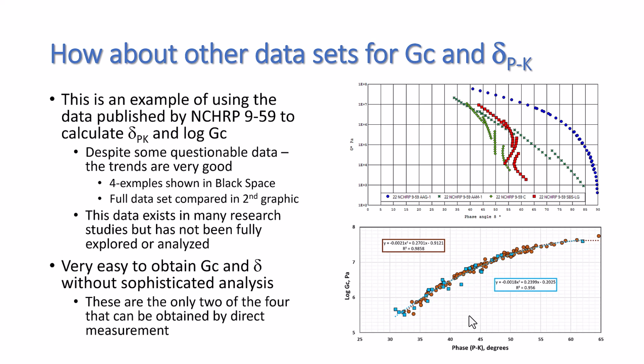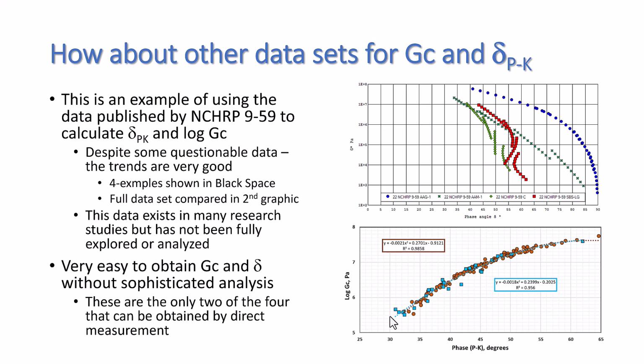Then what I've done is try to look at some other data sets. So this is a data set produced by NCHRP 959. They didn't analyze it in this manner, so I decided I would take their frequency sweep data and plot the phase angle at a constant modulus versus the crossover modulus, and compare it to the data set that we have. And you can see that two data sets lie virtually on top of each other. So this is a good confirmation.